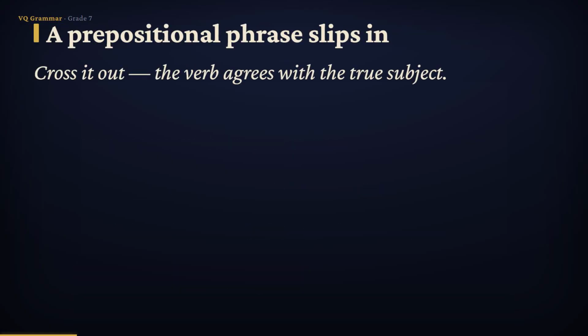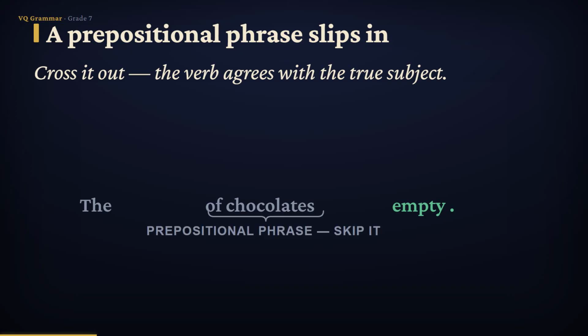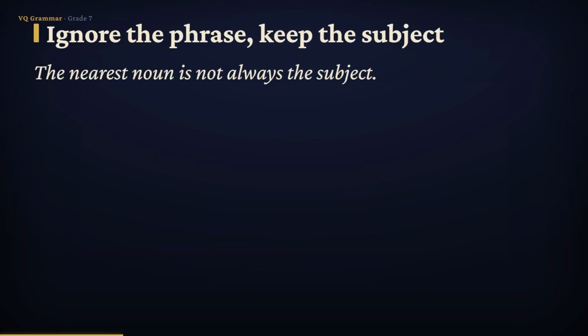Let's watch this happen. Take the sentence: The box of chocolates is empty. How many things are we really talking about? One box. The words of chocolates form a prepositional phrase, and they slip right in between the subject and the verb. Cross them out in your mind and ignore that phrase completely. The real subject is box, singular. So the verb has to be is, not are. Chocolates may be plural, but chocolates is only the object of the preposition. The box is empty.